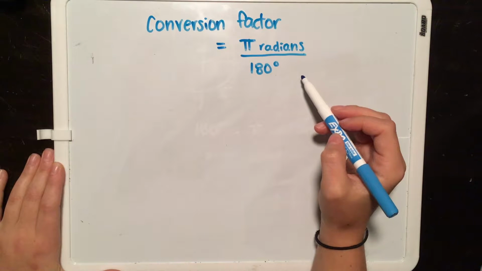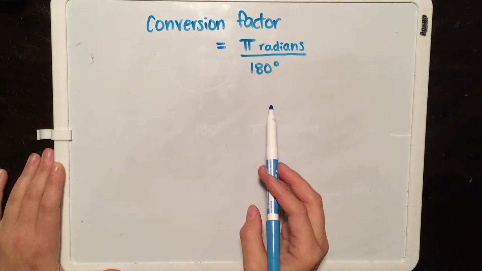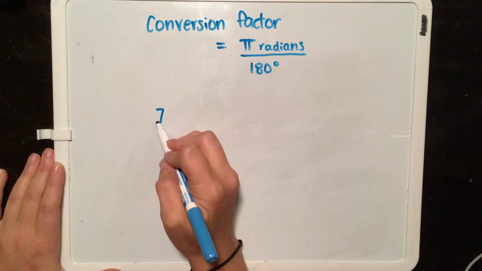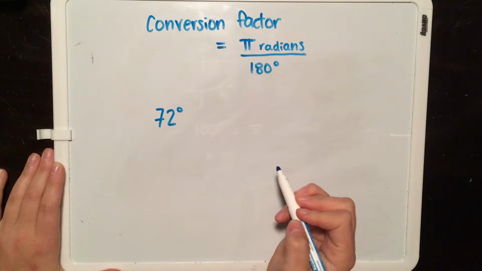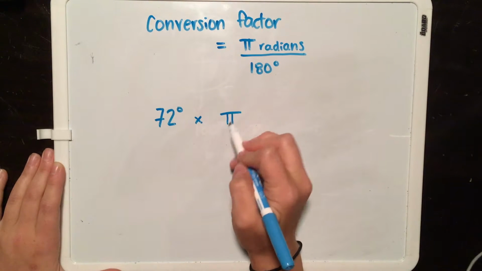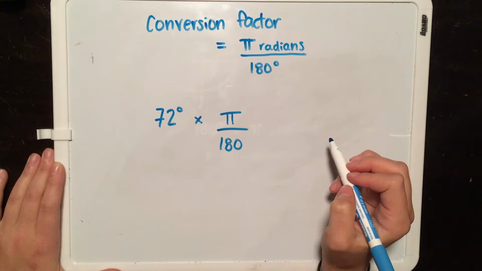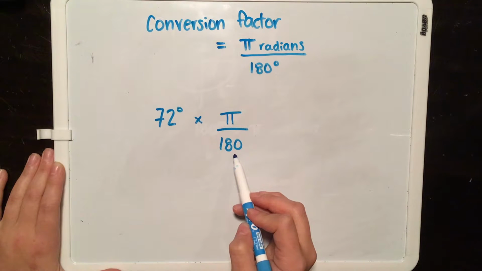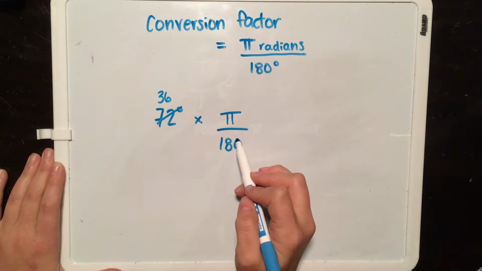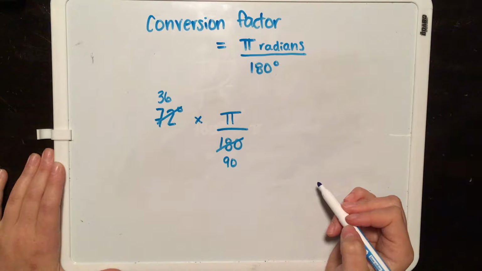Pi over 180 is our conversion factor, and I wrote that at the top of the board for reference in the next few examples. So let's go through converting 72 degrees into radians. All you have to do is multiply by the conversion factor, pi over 180, and with a little reducing, we can divide both the top and bottom by 2 to start. 36 on top, 90 on the bottom. So that's when you divide by 2.